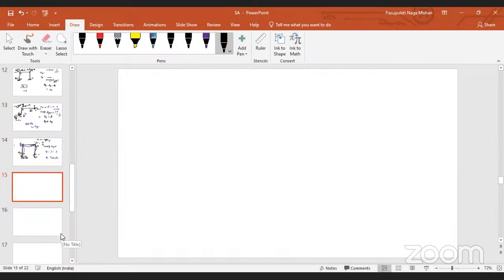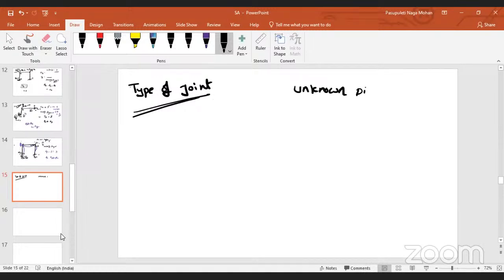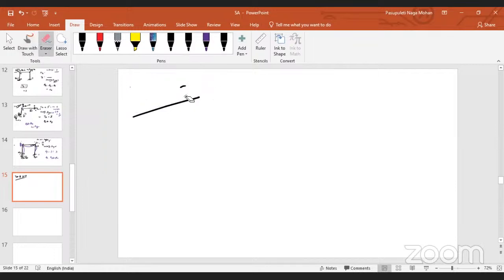Now with this, before going to find out something, I will write the type of joint and the unknown displacements I want to see. Let me write it down nicely so that it might be helpful.